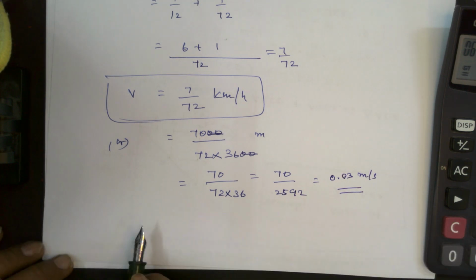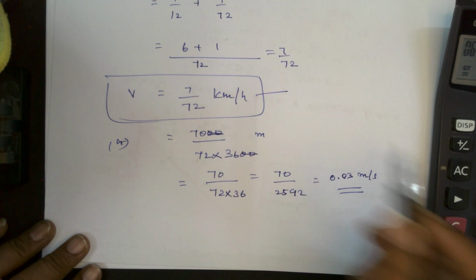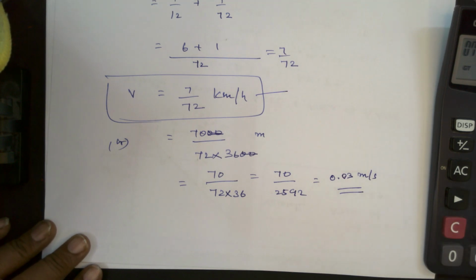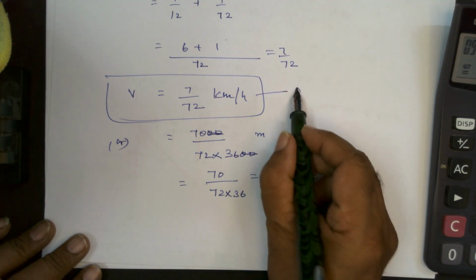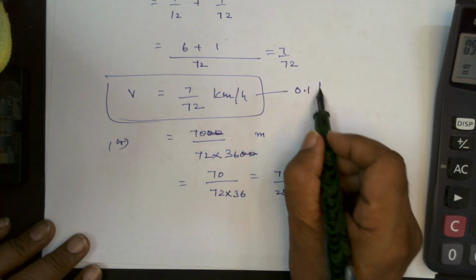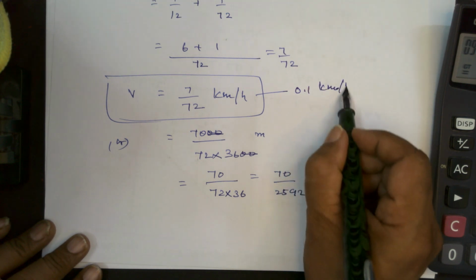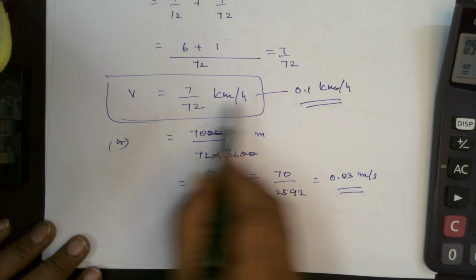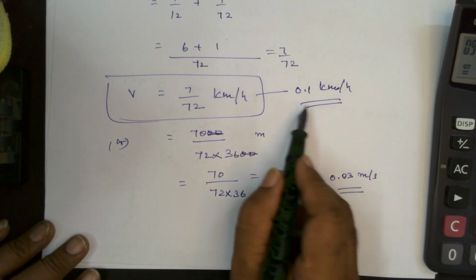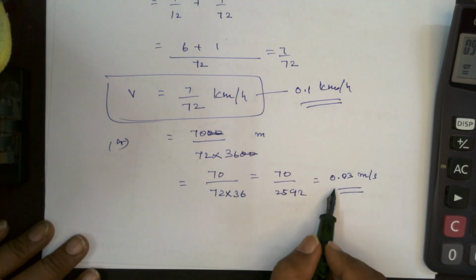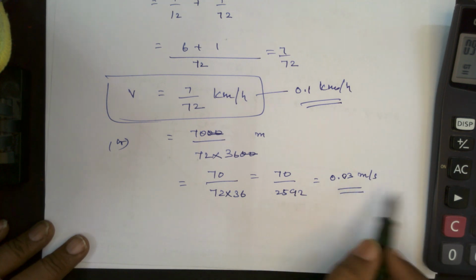So this is the way you have to work out. And for this one, 7 by 12, 72, that gives 0.1 kilometer per hour. So if you want to give this in kilometer per hour, you can have this. If you want to give the velocity in meter per second, you can convert like this. Okay.